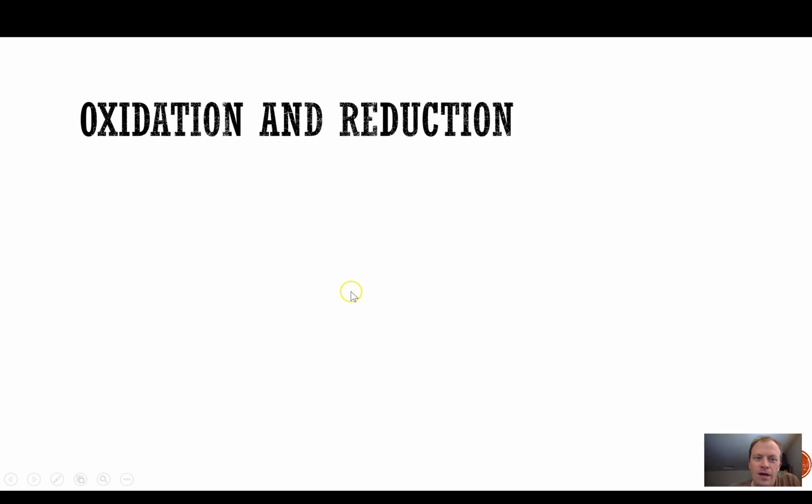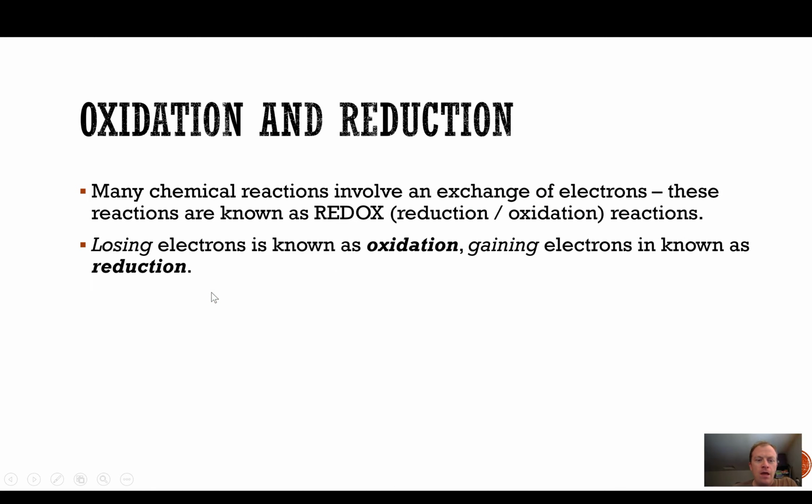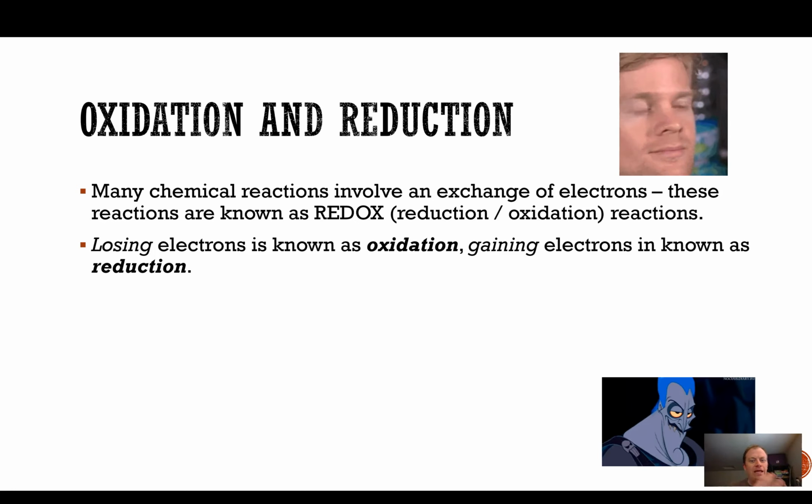So, oxidation and reduction. Many chemical reactions, most in fact, involve the exchange of electrons. These are known as redox reactions, which stands for reduction oxidation. And so what we need to do is define oxidation and reduction. Losing electrons is known as oxidation, and gaining electrons is known as reduction. Right off the bat, we can be a little bit confused about that, like why gaining electrons would be called reduction. This is definitely very important, something to remember.